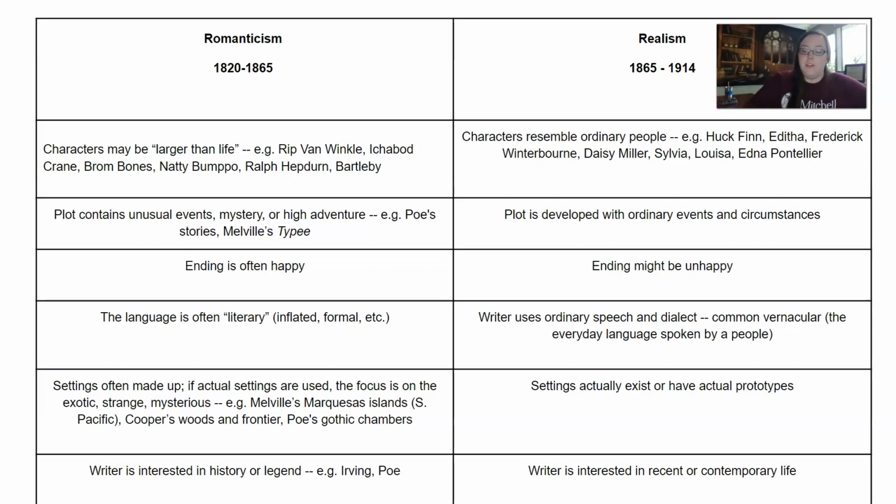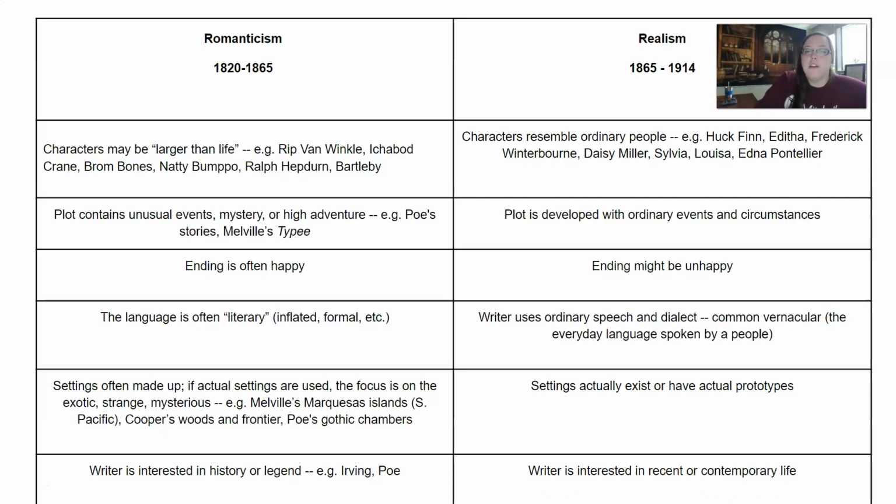We can visualize them because maybe we've seen pictures or we've been there. The setting can be someplace beautiful like Rome or Paris, or it could be your backyard or your kitchen, or something common. And again, romantics are interested in history, interested in legend. Realist writers are more interested in just recent contemporary life, like what's going on now, and let me show you the reality of that.